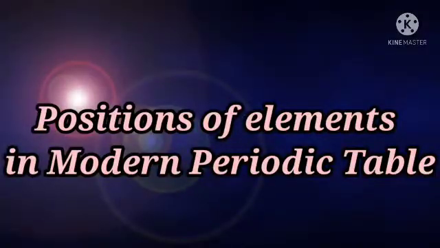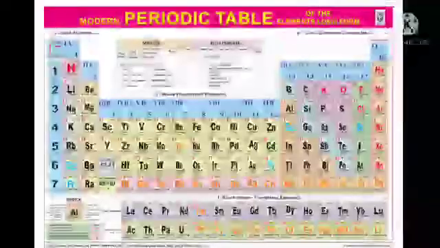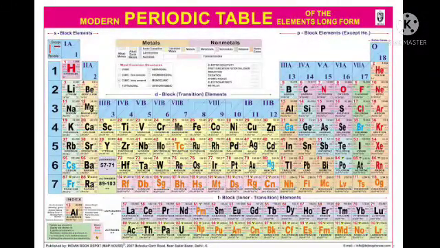Now let us understand the position of elements in the modern periodic table. It consists of 18 groups and 7 periods. Elements present in any one group have the same number of valence electrons. Also, the number of shells increases as we go down the group. Elements present in any one period contain the same number of shells. Also, the atomic number increases by 1 unit on moving from left to right.